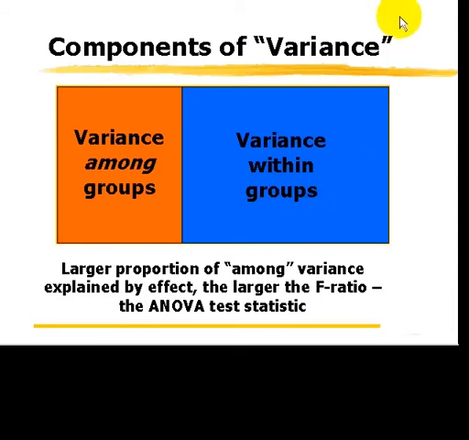So amongst the total variation, this is like a zero sum. It does not change under this circumstance. The larger the proportion of the among variance explained by the effect, the larger the F ratio, which is the ANOVA test statistic. So the more the variance is explained among the groups, the better.